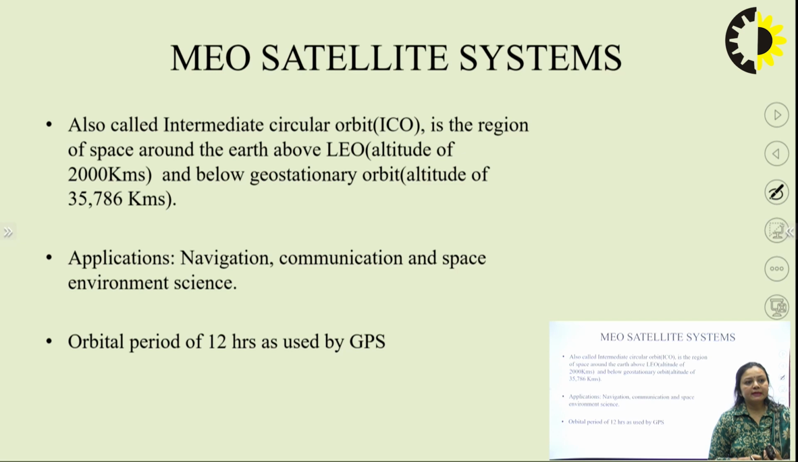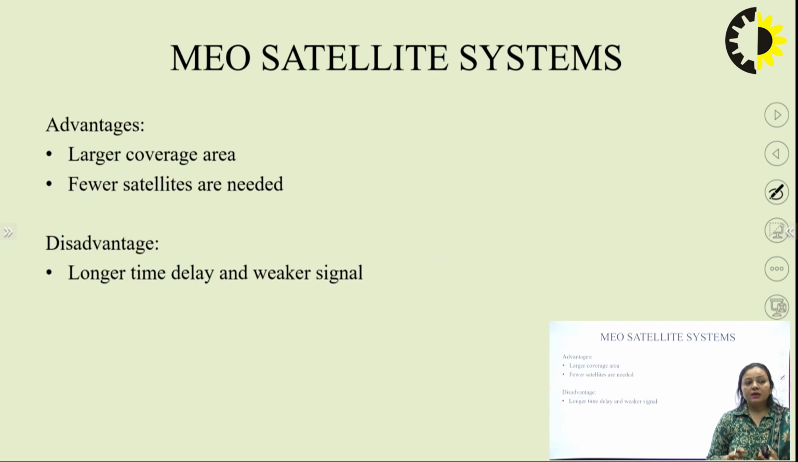Then medium Earth orbit satellites. We can also call them intermediate circular orbit, and they offer better navigation. We can use them for navigation and communication. They have an orbital period of 12 hours as used by GPS. They have a larger coverage area as compared to low Earth orbit satellites. And as they have a larger coverage area, we require fewer satellites to provide complete coverage. But as the distance is higher, they take a long time to travel, and the signal quality also degrades.